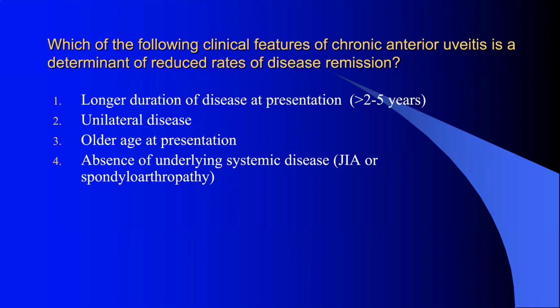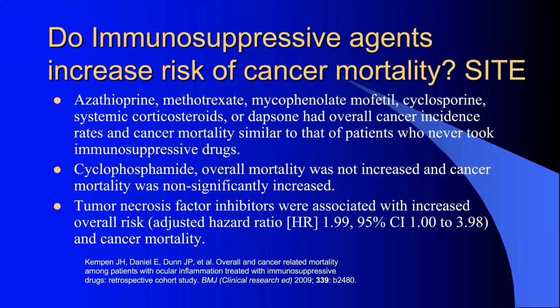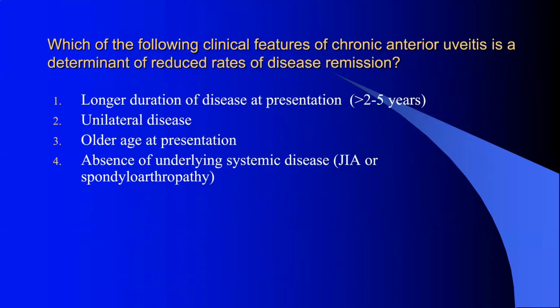Which of the following clinical features of chronic anterior uveitis is a determinant of reduced rate of disease remission? Excuse me. I think I'll go forward here. Sorry. And so which is associated with reduced rates of disease remission: longer duration of disease at presentation, unilateral disease, older age at presentation, or absence of underlying systemic disease? This is a tough question. So let's see what people think.